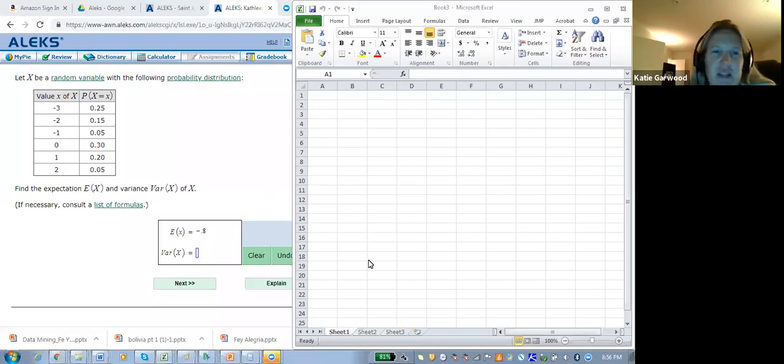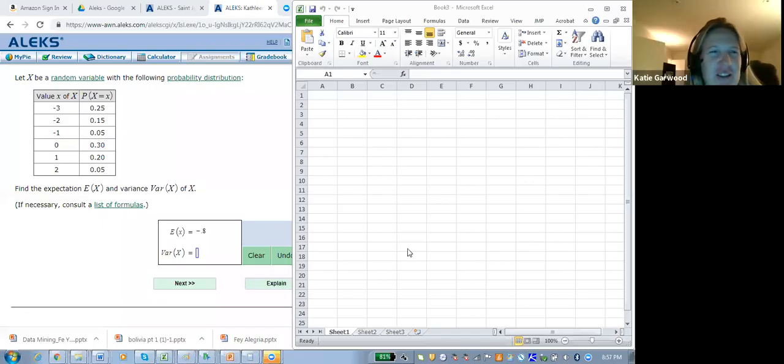All right, so in this section, we're going to take a look at the expectation and variance of random variables. It's important to note that what's actually happening here is we're trying to figure out where the center and where the spread is of these variables.